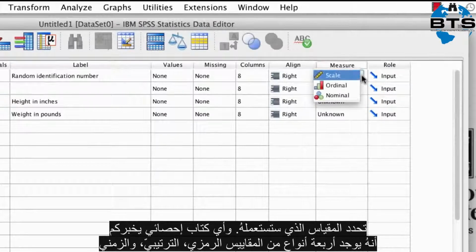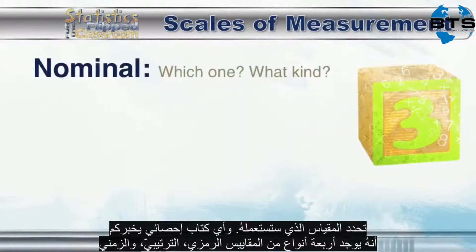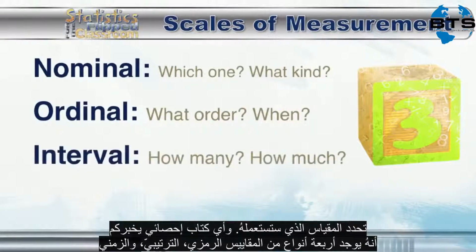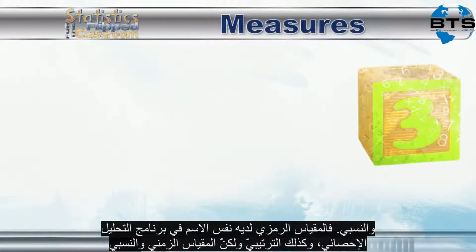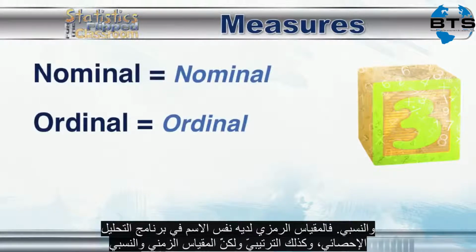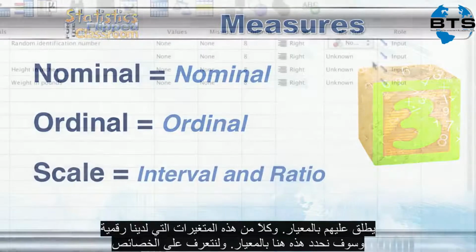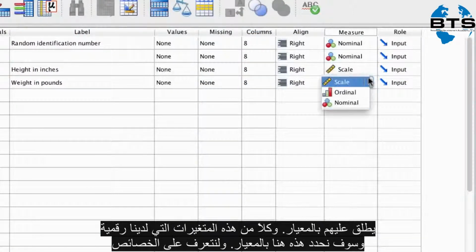Measure specifies the scale of measurement that you will be using. Now, any statistics textbook will tell you that there are 4 scales of measurement: nominal, ordinal, interval, and ratio. So in SPSS, measure nominal is called nominal. Ordinal is called ordinal, but interval and ratio are both called scale. Both of these variables are nominal. We'll leave these 2 set to scale.